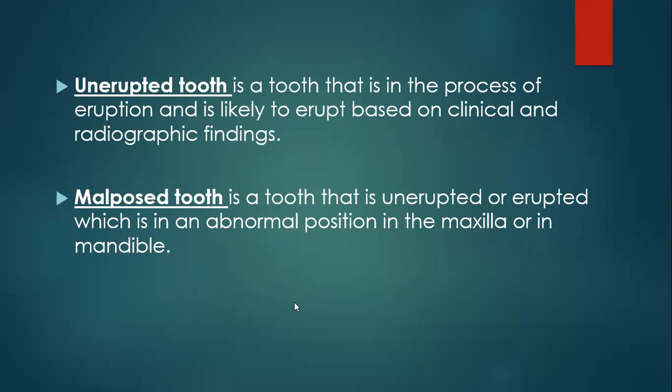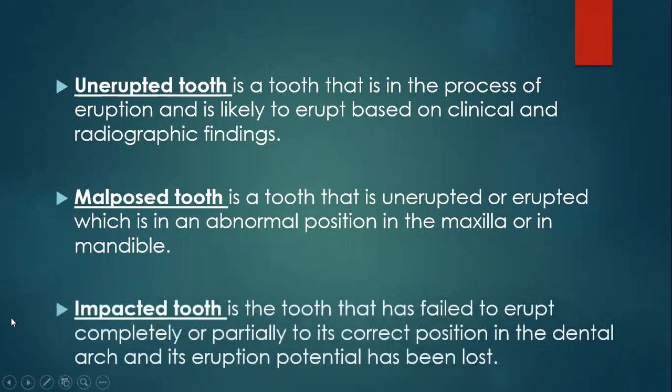So what are malpose teeth? Basically, malpose teeth are teeth, either unerupted or erupted, that are in an abnormal position in the maxilla or mandible. You can see that some teeth are misaligned, or they are not in the regular position if you see them occlusally, or not in the regular form in the arch. Such teeth can be called malpose teeth. Now moving forward to our next slide.